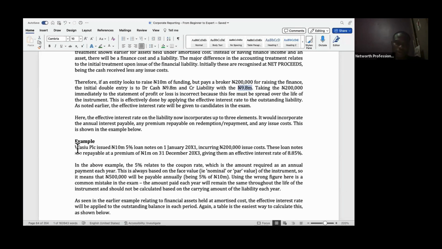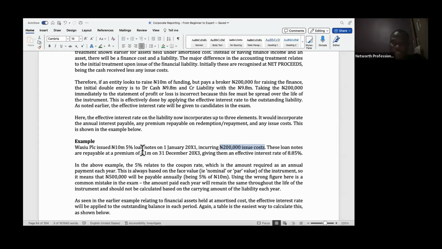let me look at this final scenario. So you have this guy Wasiu, right? So Wasiu issued, and when you see issued, I mean I'm the one borrowing. I've issued a contract, like a debt instrument, saying please come and lend me money, right? So I issued 10 million, meaning I want to borrow 10 million, and I'm saying I will pay 5% per annum. And I incurred issue costs, meaning I involved a broker that I paid 200,000 to.